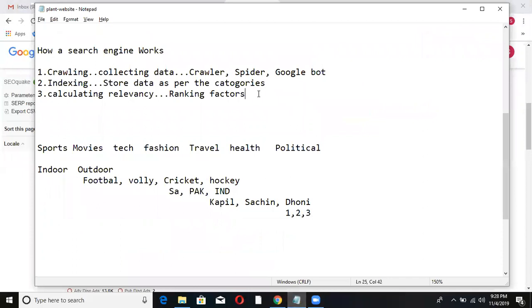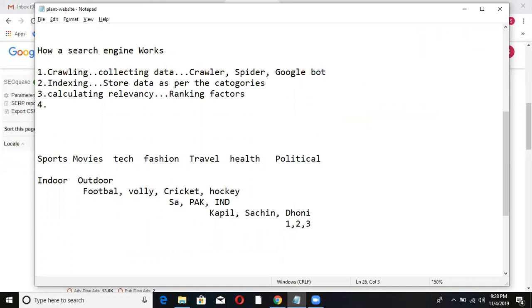That's it. The fourth option is retrieving results, which means displaying results in the SERP. Whatever results are there, it will show directly on a SERP. This is how a search engine works. First, it will collect the data. After collecting, they store data as per the categories. Now, calculating relevancy: if under a particular category many people have written content, Google will decide who should come on top. Finally, it displays results in the SERP.